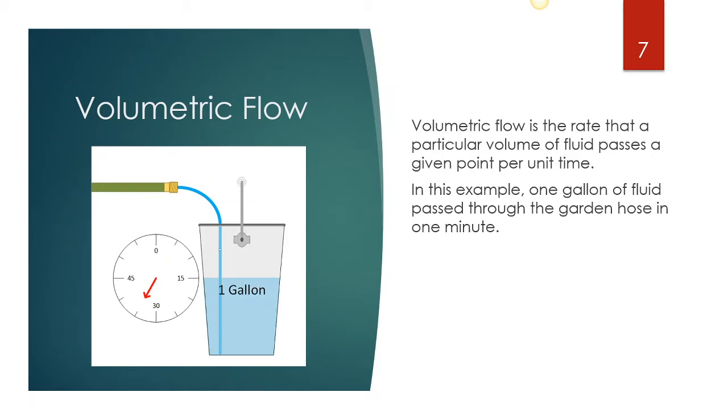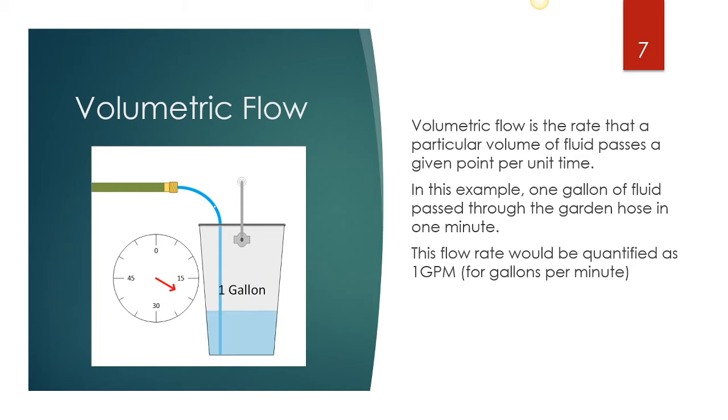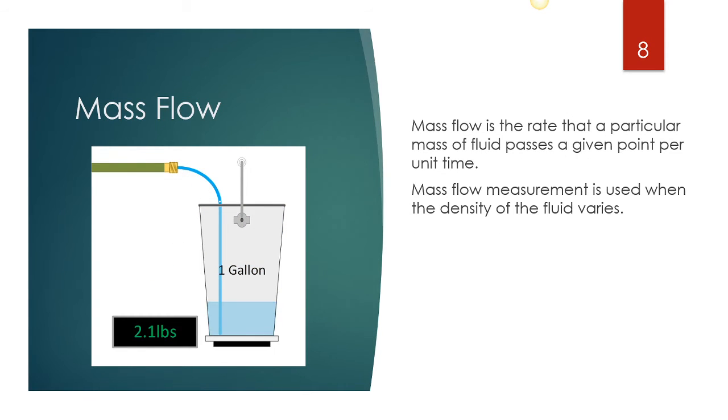So in this example, 1 gallon of fluid passes through the garden hose in 1 minute, and this flow rate would be quantified as 1 gallon per minute, or GPM. Now, conversely, mass flow rate does not concern itself with the volume of water that you're moving. It's concerned with the weight of the water. Mass is a form of weight. So mass flow is the rate of a particular mass of fluid passing through a particular point in time.